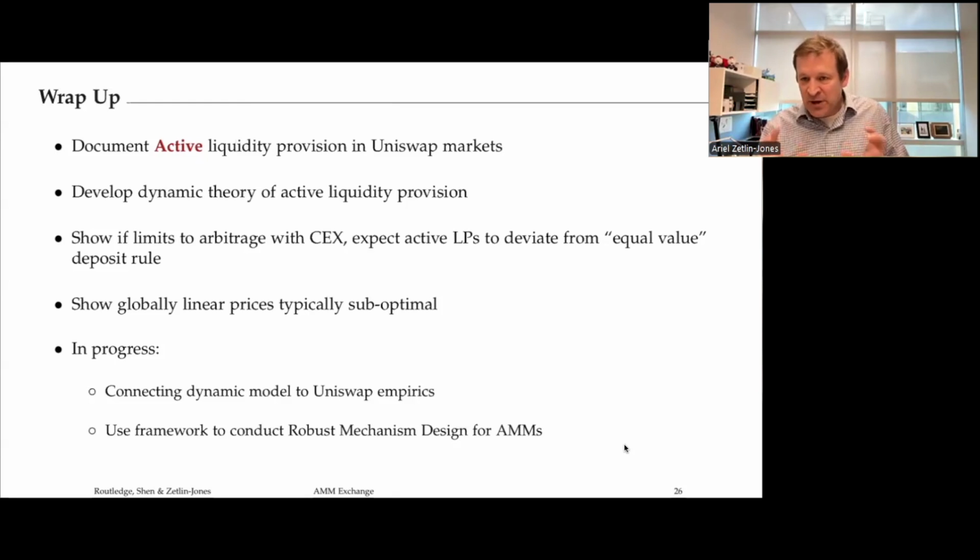Because I think it's simple and tractable and we can start thinking about, well, if I have to tolerate uncertainty in the possible distributions of relative valuations, what does AMM design look like? And so that's avenues for future work we're studying.